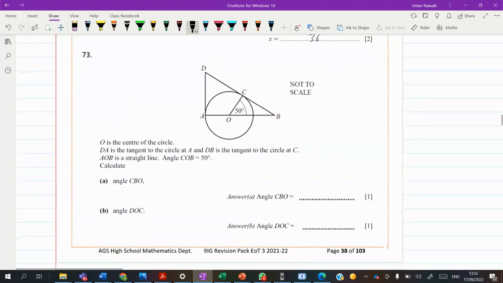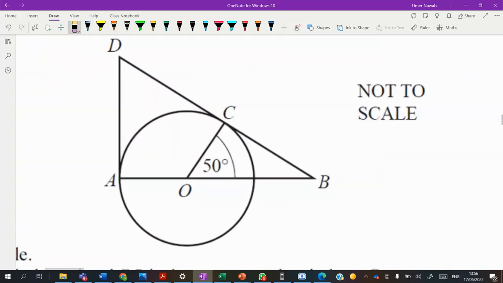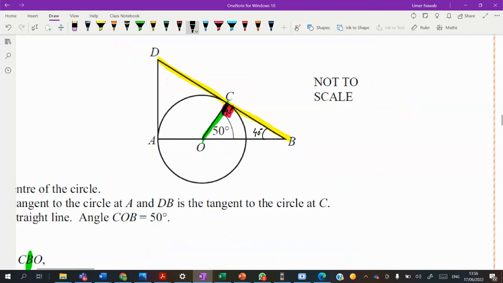Now come to 73. In 73, you can see I want to find CBO. This is radius, and this one is tangent. You remember, radius and tangent, they are always making 90 degrees. So this is 90, so that has to be 40 degrees. This is 40.